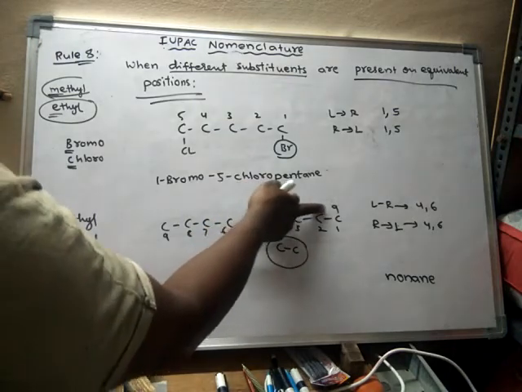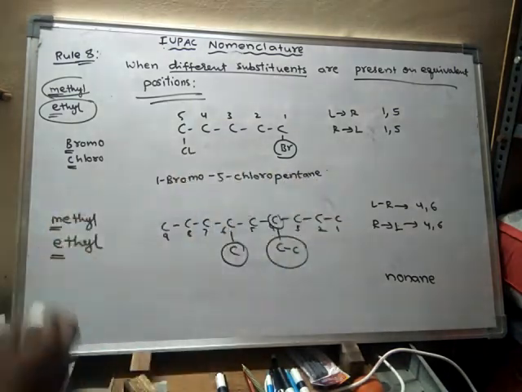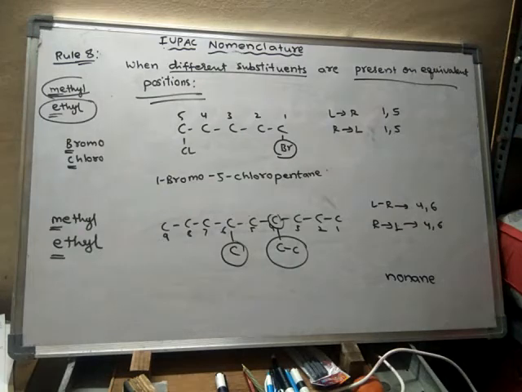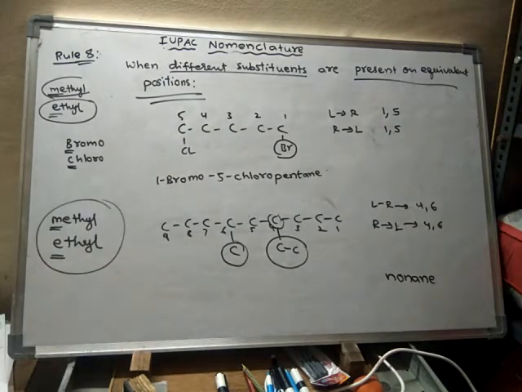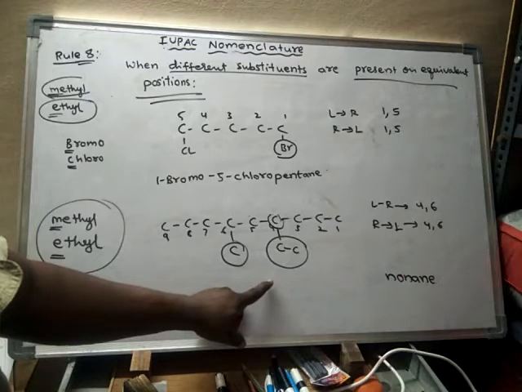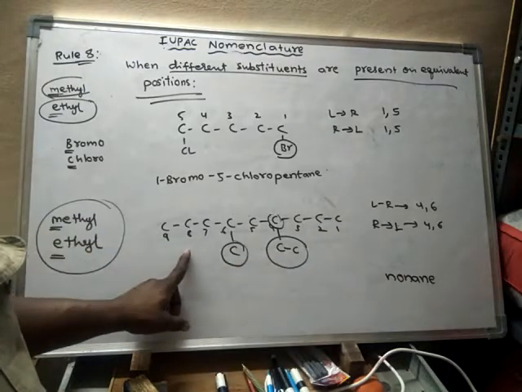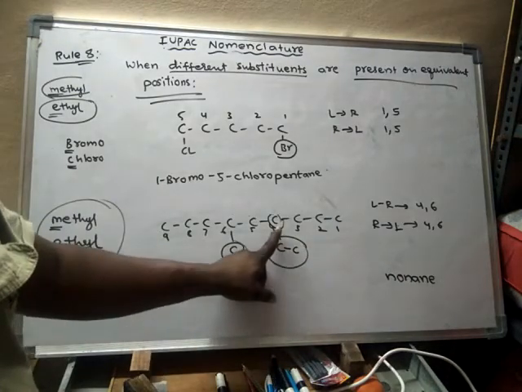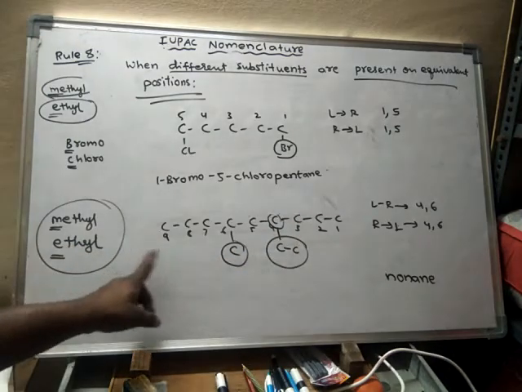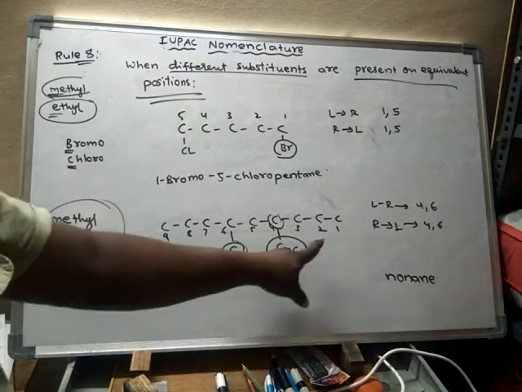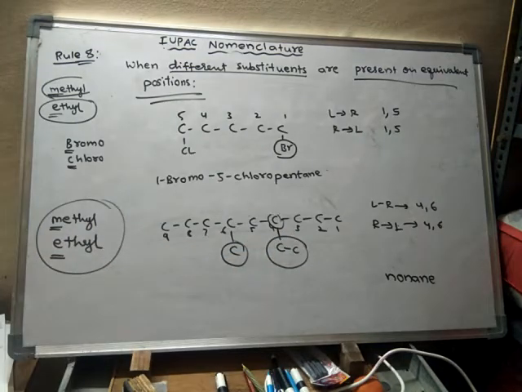So this is wrong numbering. This is right numbering, because we have to follow what? The alphabetical order of the substituents. Hence ethyl will come first. So based on the ethyl group only, we have to give numbering, and that means the ethyl group should get the lowest possible number. So from right to left, the ethyl group will get the lowest possible number.